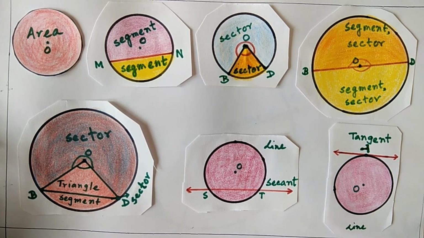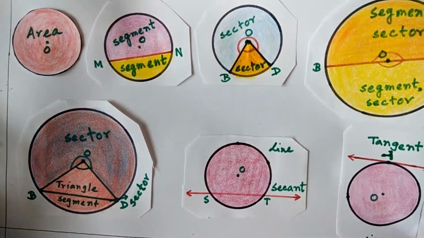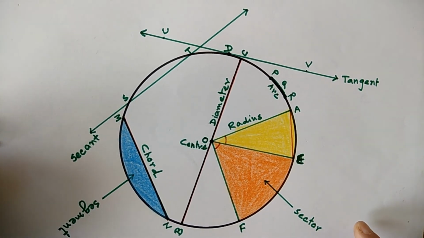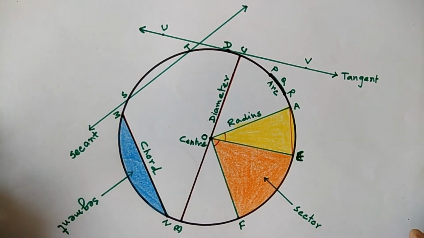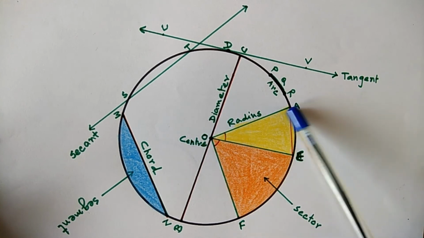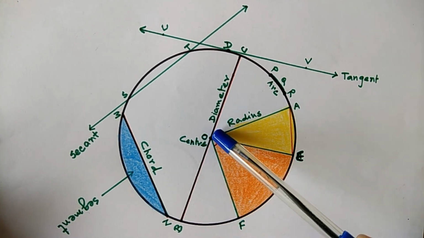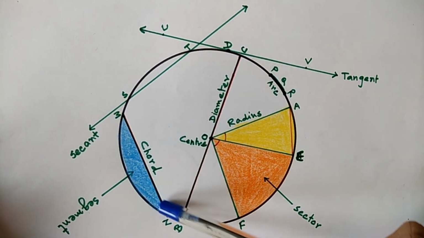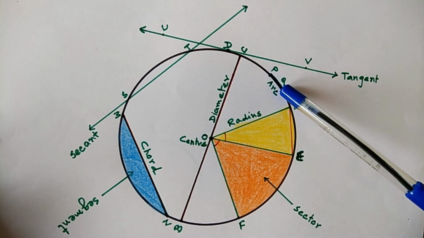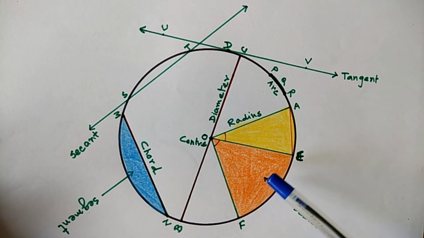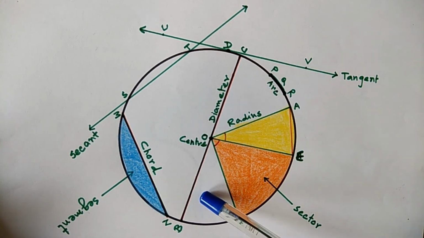Okay. Now here one big circle is drawn, and you see most of the parts are shown here. This is the center, O is the center, OA radius, OE radius, OF radius, OC radius, OB radius, BC is the diameter, here MN is a chord, and PQR is an arc. Okay, then this area is a segment, this is a sector. Friends, this is also a sector, this is also a sector, this is also a sector.